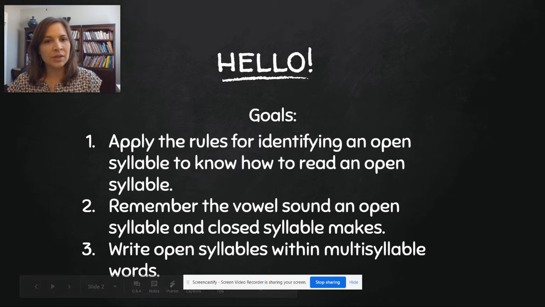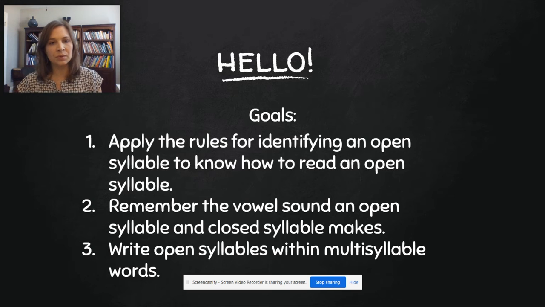Okay, so we have a few goals today. I want to make sure that we know how to apply the rules for identifying an open syllable, to know how to read an open syllable. So if we don't know the rules for it, then it's going to be hard to know how to read the syllable. We also want to make sure we remember the vowel sound an open syllable and a closed syllable makes. So if we don't remember which vowel sound it makes, that's going to be hard to know. And then we want to practice and know how to write open syllables, especially within multi-syllable words. So that's our big goal overall.